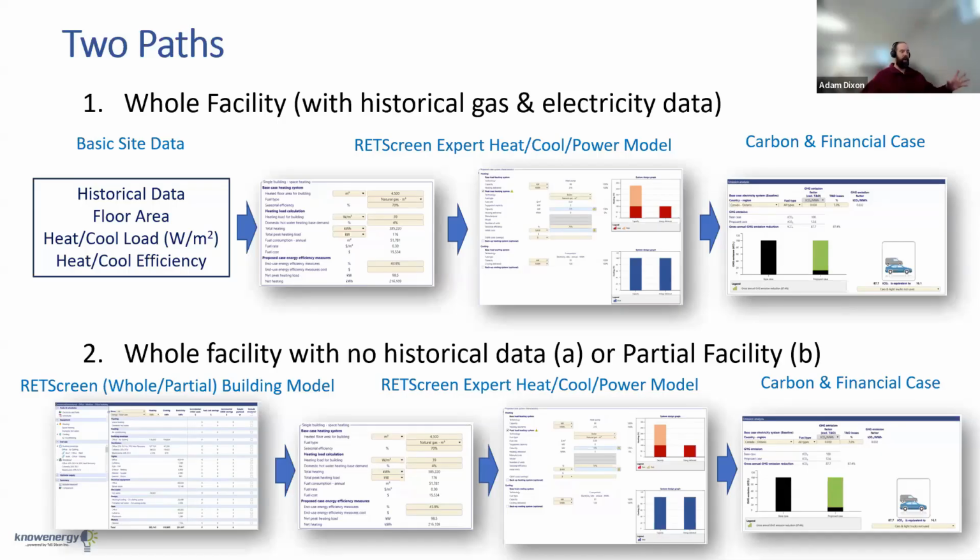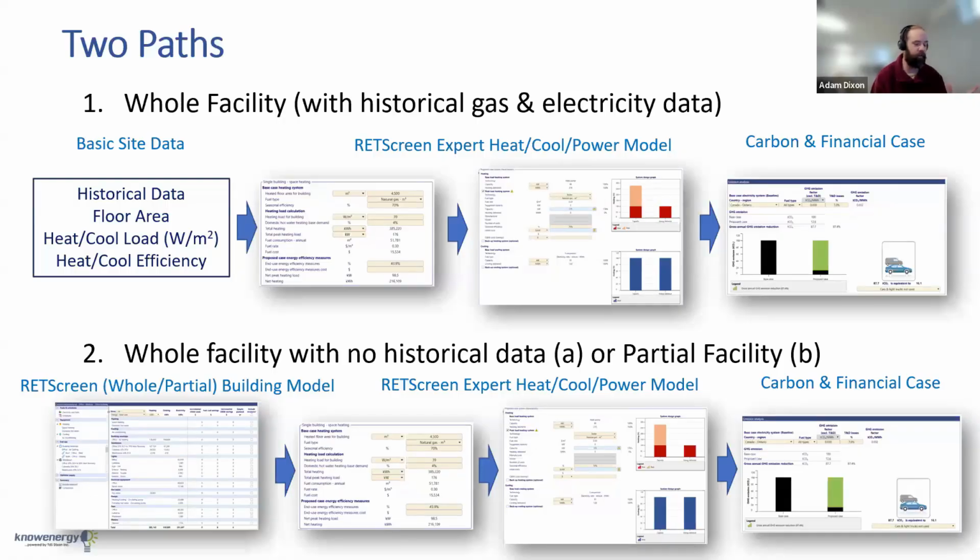So for step 1, the basic site data you need, hopefully a lot of this data you can get for your site, or a couple pieces of information you can come up with within RETScreen as well. So we need historical data. That's usually relatively simple to get. We need floor area, which again you could probably get. It's heated or conditioned floor area, not just your real estate floor area, minus basements and things like that. So it's all conditioned spaces. We need our heating and cooling load in watts per meter squared. And then we also need our heating and cooling efficiency, or seasonal efficiencies, of our heating and cooling plant.